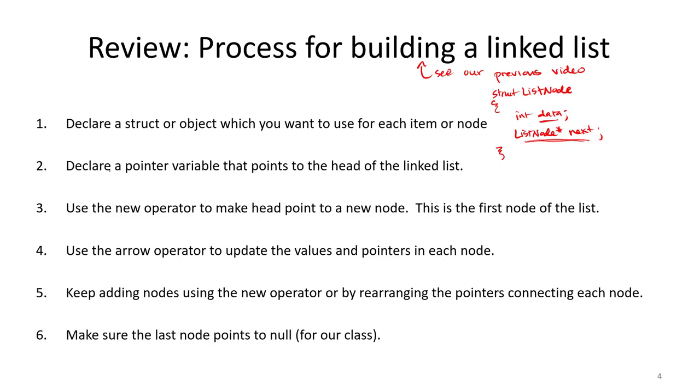In our second step, we need to declare a pointer variable that points to the head of our linked list. So most of the time, we call that pointer head. And here we would write list node star head to declare a pointer head, which we will use to point to the front of our linked list.